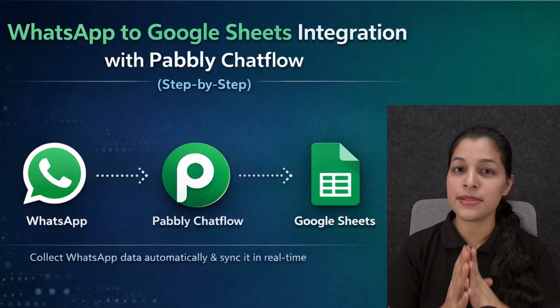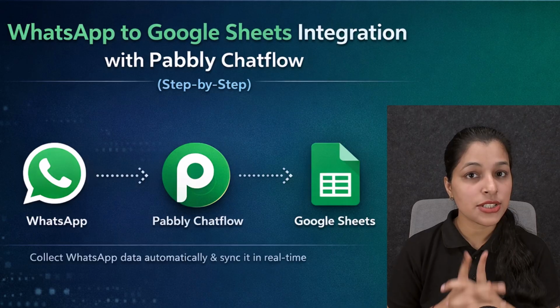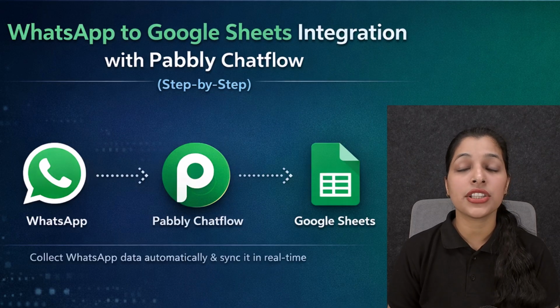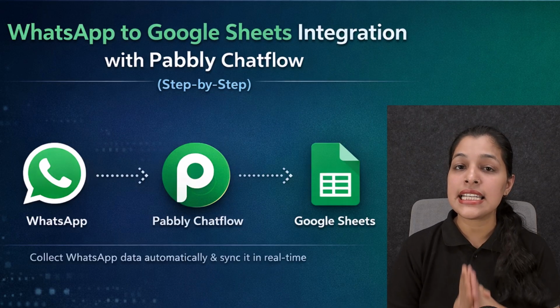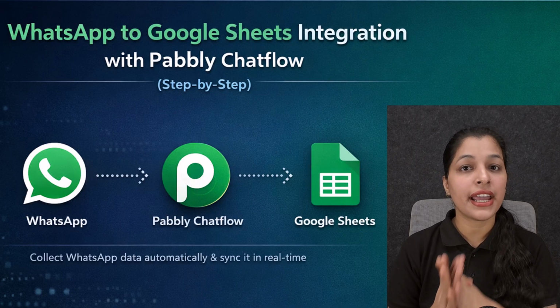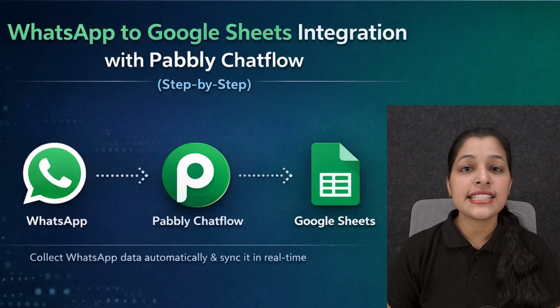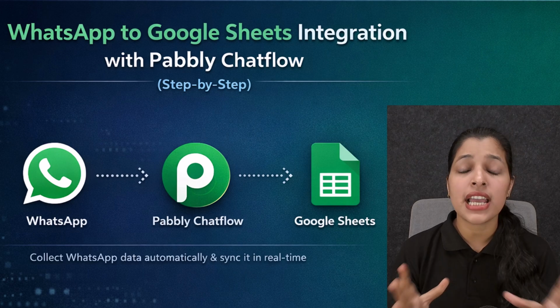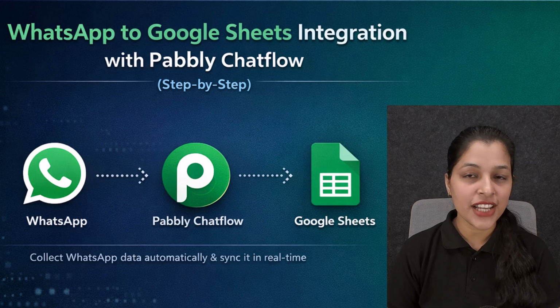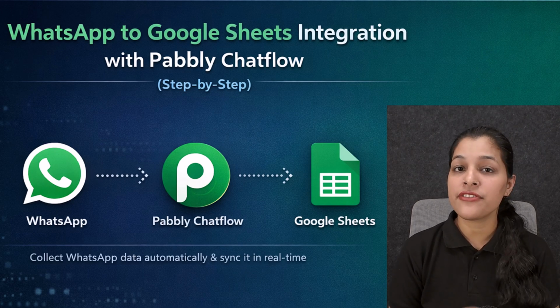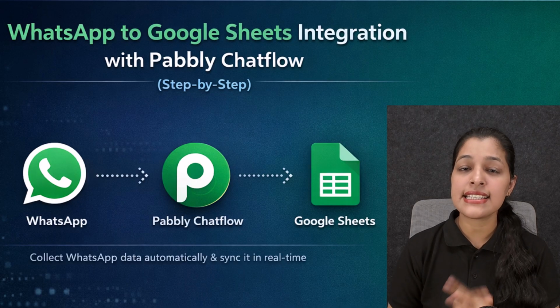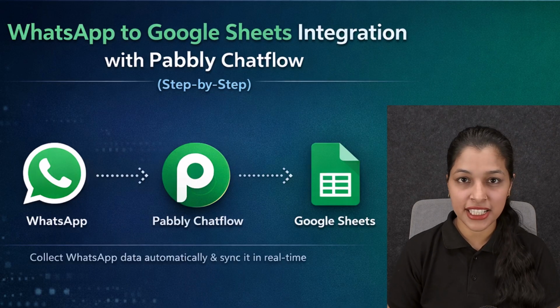In this video I'm going to show you how you can integrate your WhatsApp with Google Sheet by using Pabbly Chatflow. Whenever a new customer interacts with your WhatsApp chatbot, their details such as name, phone number, and query will be automatically saved to the Google Sheet without any manual effort or intervention. This setup is perfect for collecting leads, enquiries, and order details automatically in Google Sheet.